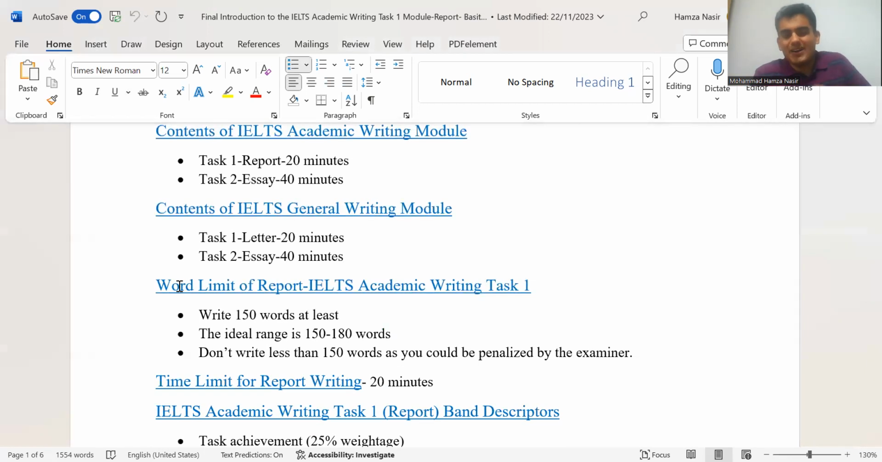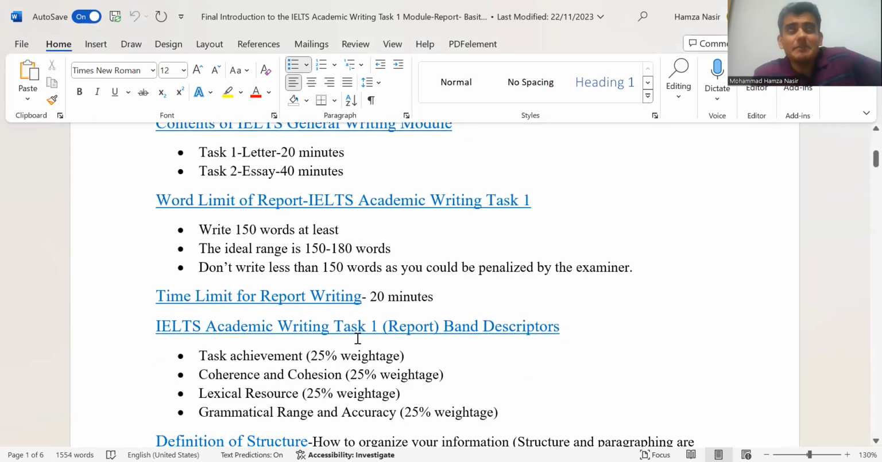So, first of all, we talk about brass tacks, okay, like the word limit of a report, that is generally you have to write a minimum of 150 words, okay? You write less than 150, you're going to be penalized, okay? There's no upper limit, but since you have to manage your time very carefully, I would say normally try to make sure your report is in the range of 150 to 180 words. As far as the time limit is concerned, I would say technically you should try to do your report in 20 minutes, okay? Because you see, your academic writing paper comprises of the report as well as an essay. I normally recommend students to spend 20 minutes on the report and at least 40 minutes on the essay, minimum, okay?